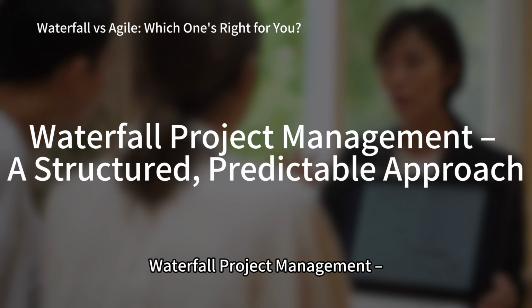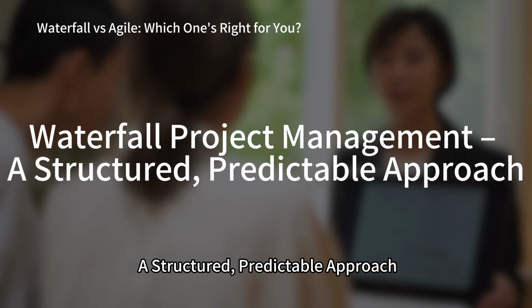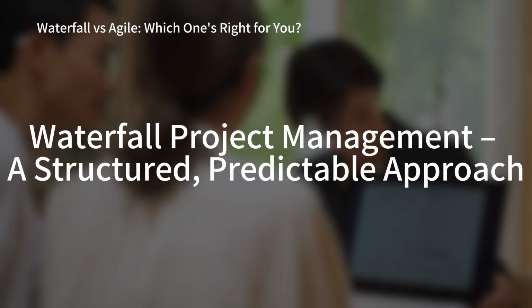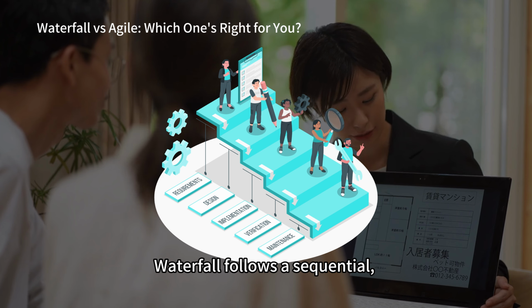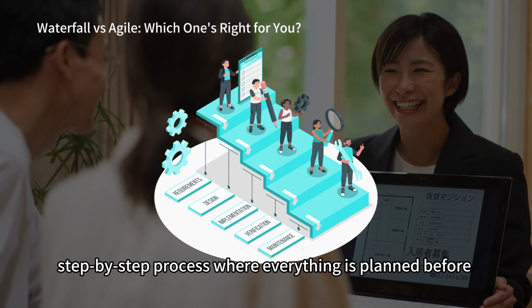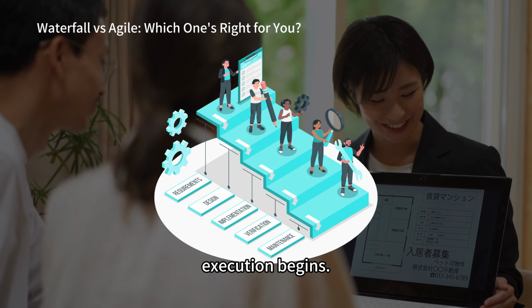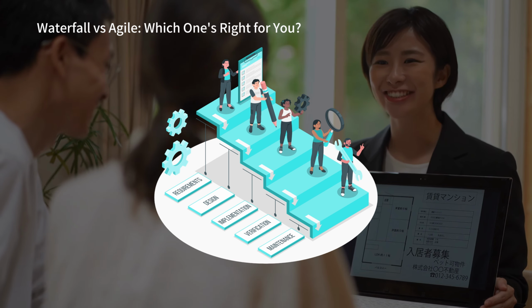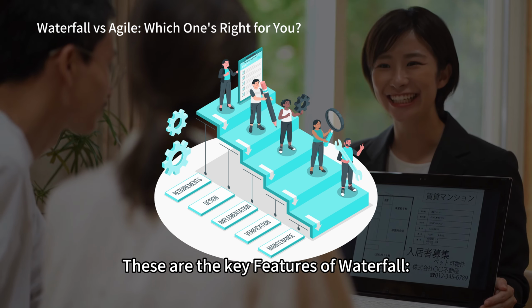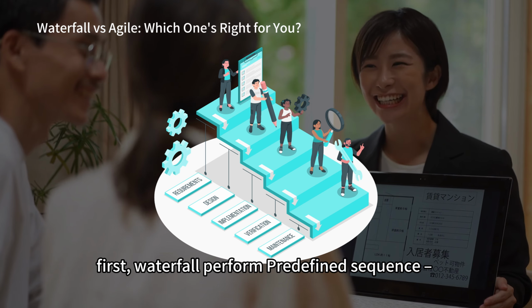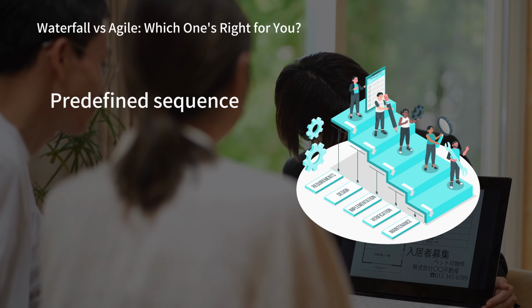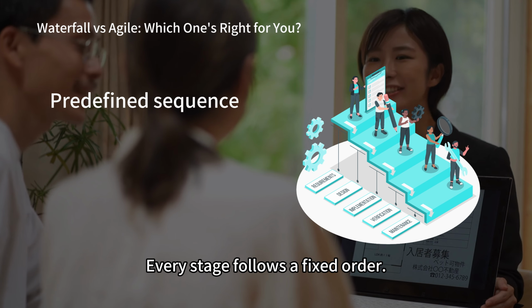Waterfall project management, a structured, predictable approach. Waterfall follows a sequential, step-by-step process where everything is planned before execution begins. These are the key features of Waterfall. First, Waterfall performs a predefined sequence. Every stage follows a fixed order.